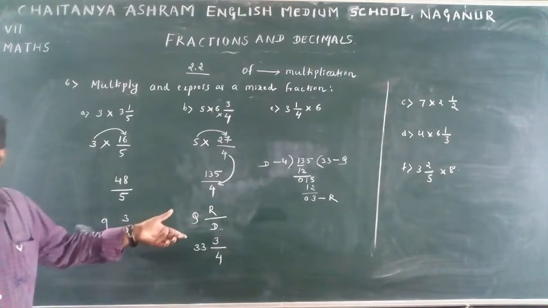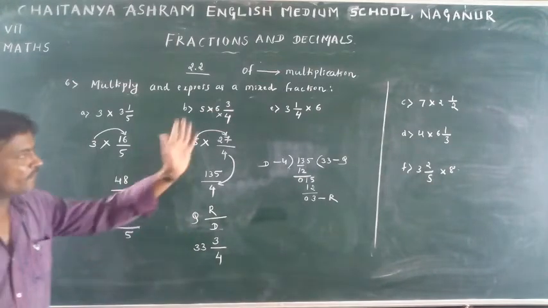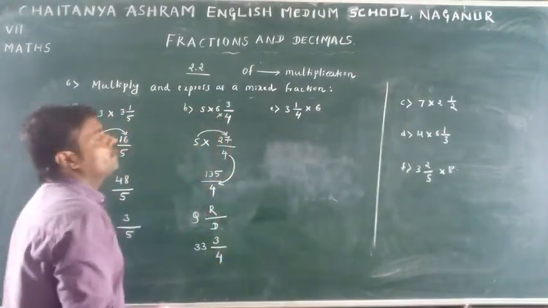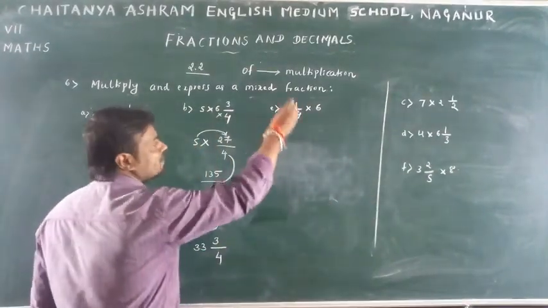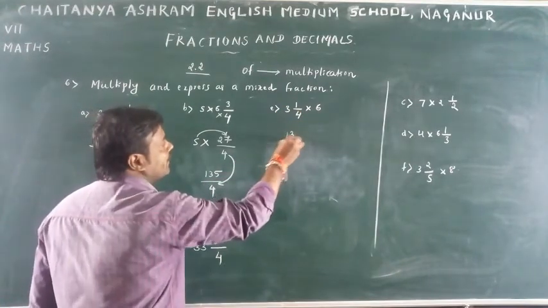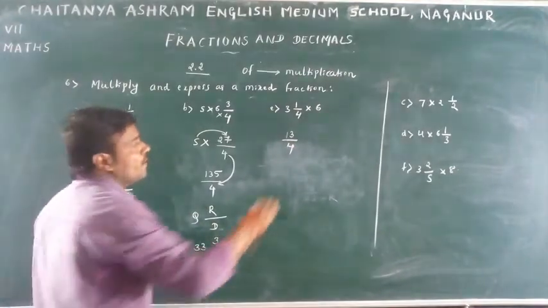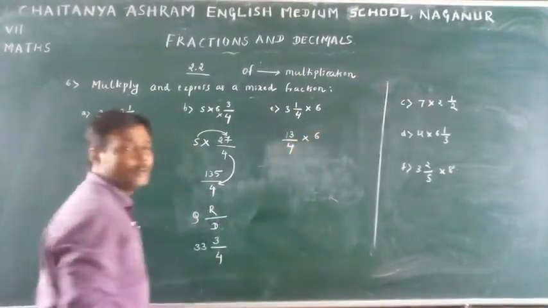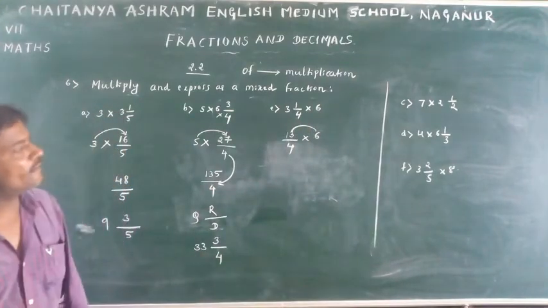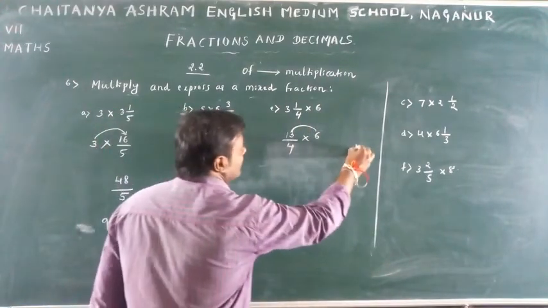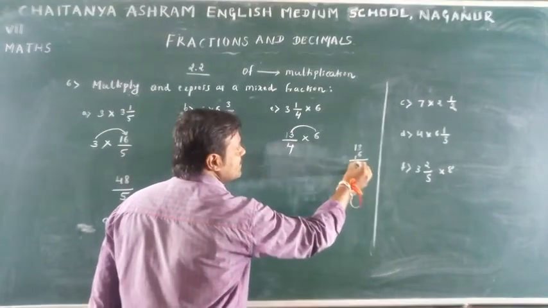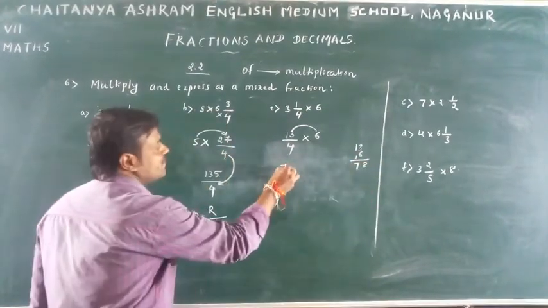Clear? How I did? Do the same for the third one. That is, first convert it into an improper fraction. 4 3s are 12. 12 plus 1, 13. Divided by 4 into 6. So multiply this whole number with the numerator. Just tell me what is the product of 13 into 6. 6 3s are 18, 6 1s are 6 plus 1, 7.